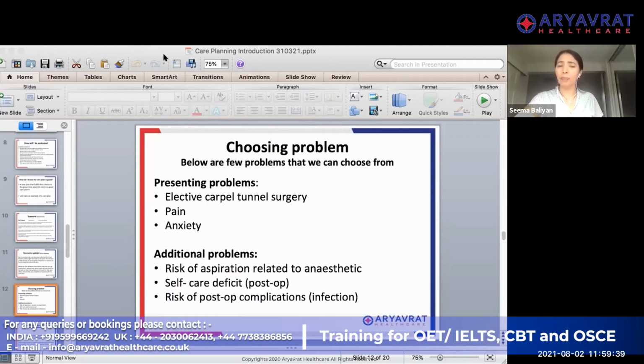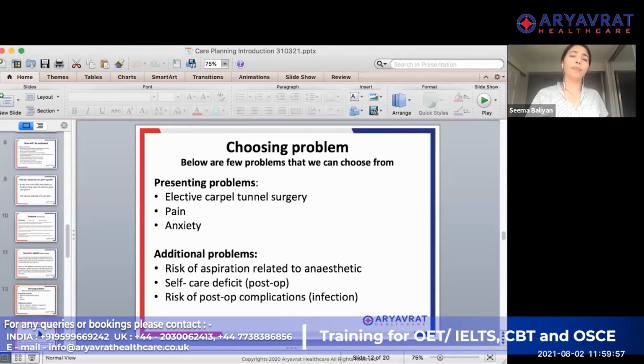And there is always a risk of post-operative complications such as infection in the wound or some bleeding or something of that sort. So we have lots of problems that are there, and we have to choose 2 problems out of them.